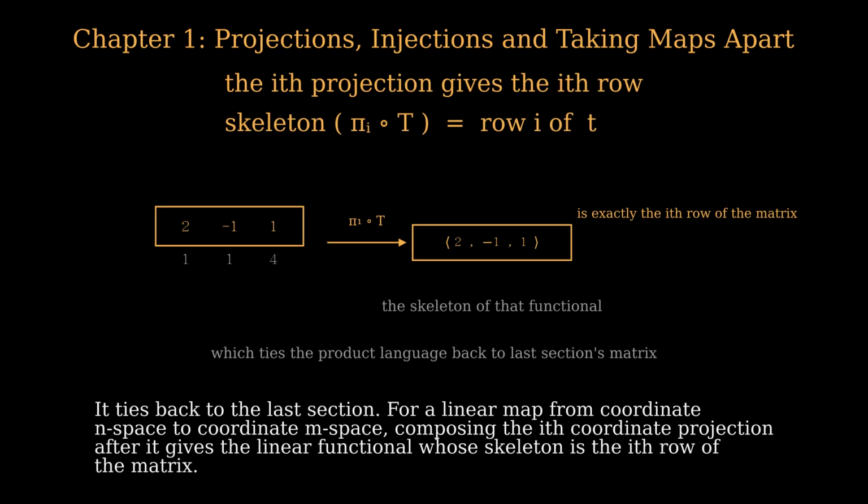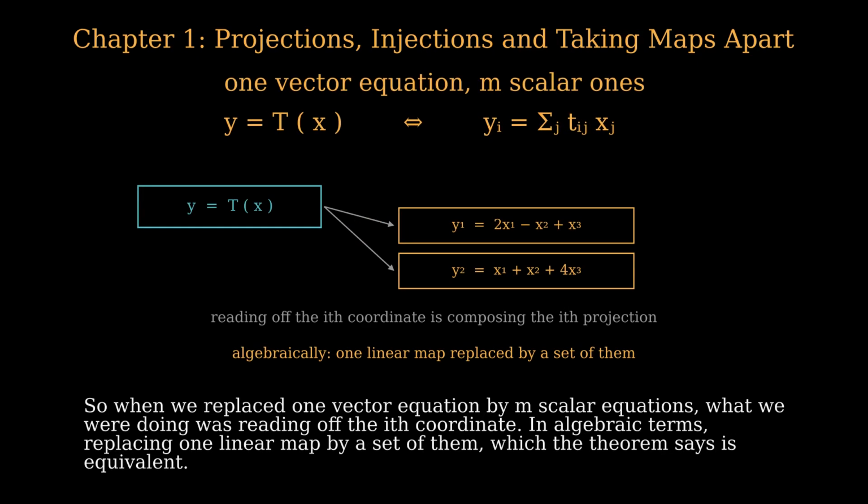For a linear map from coordinate n space to coordinate m space, composing the ith coordinate projection after it gives the linear functional whose skeleton is the ith row of the matrix. So when we replaced one vector equation by m scalar equations, what we were doing was reading off the ith coordinate. In algebraic terms, replacing one linear map by a set of them, which the theorem says is equivalent.